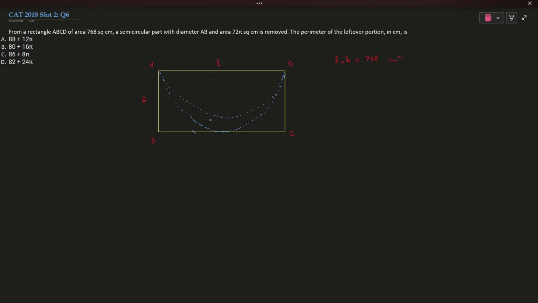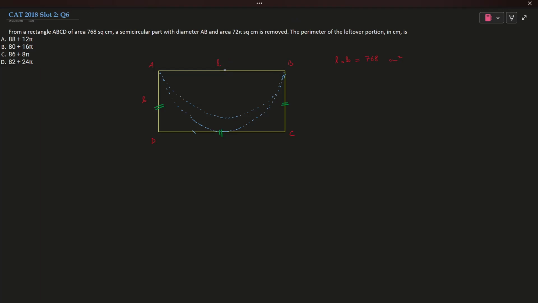The perimeter of the leftover portion. So this will anyways go, so I will have to calculate the perimeter of the leftover. So this side will be left, this side will be left, and obviously this side will be left, right? This side will be left in either of the cases. In either of the two cases, DC will remain. AD, BC, DC will remain, and then I have to find the length of the curvature. Okay, guys, it doesn't matter which case we take. The answer will come out to be the same.